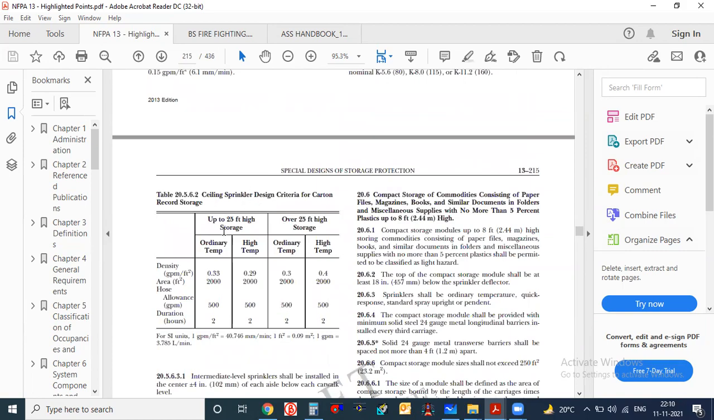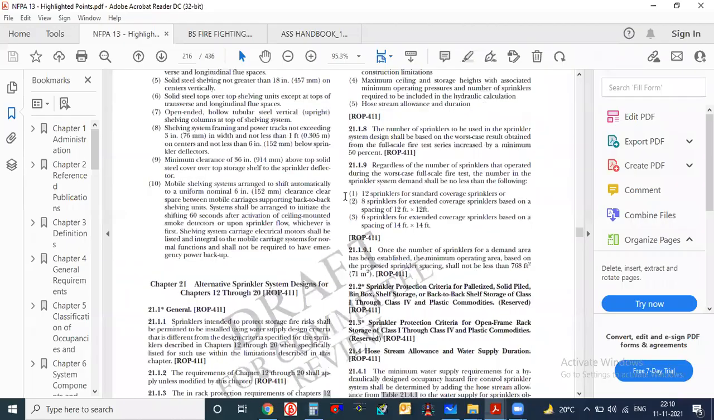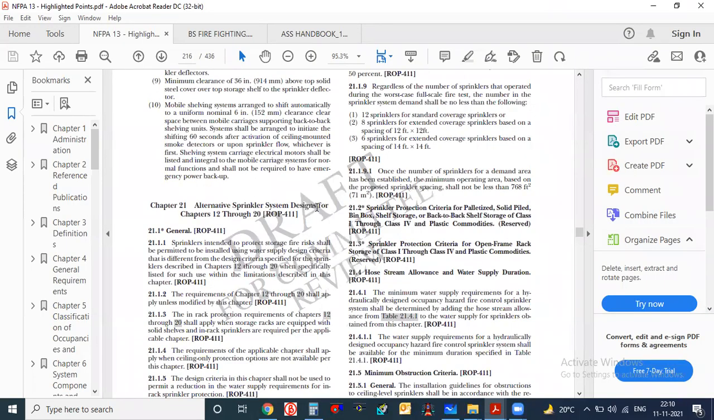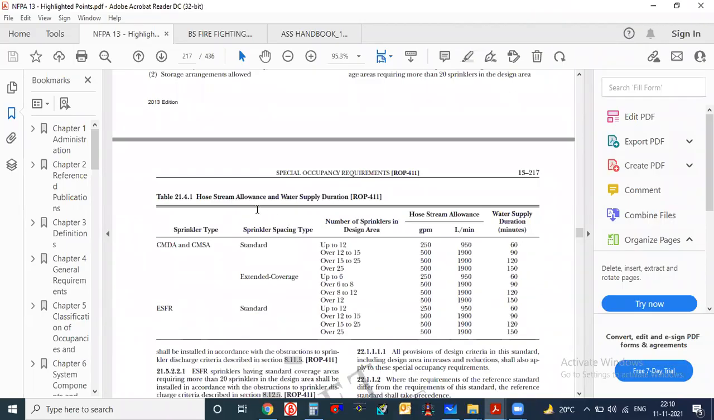Sealing criteria, temperature, okay, these things are not required. Protection, alternative sprinkler system designed for discharge, okay. Hose trim allowance and water, CMDA. I think this is the general table for the storage, CMDA, CMSA, ESFR. What should be the hose trim allowance? What will be the number of sprinklers?